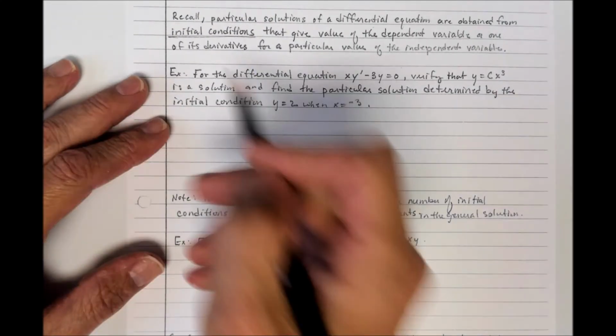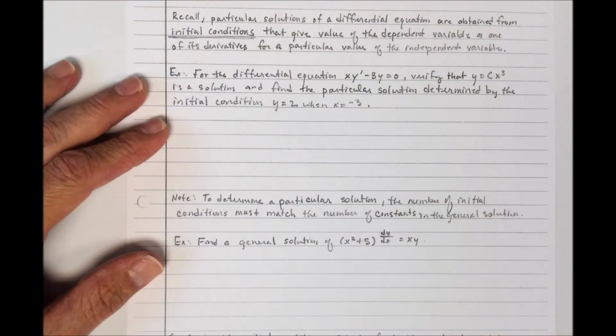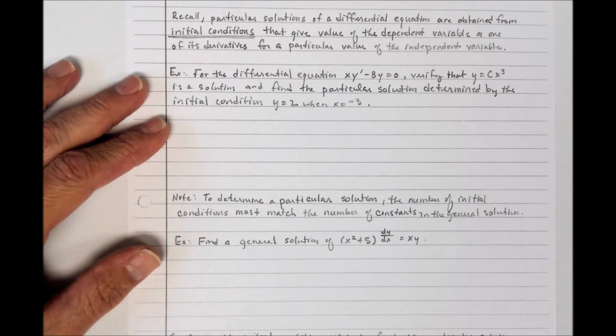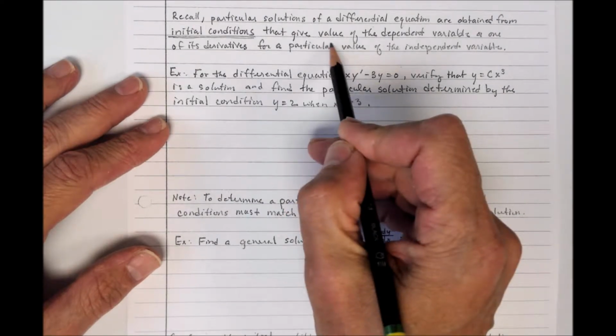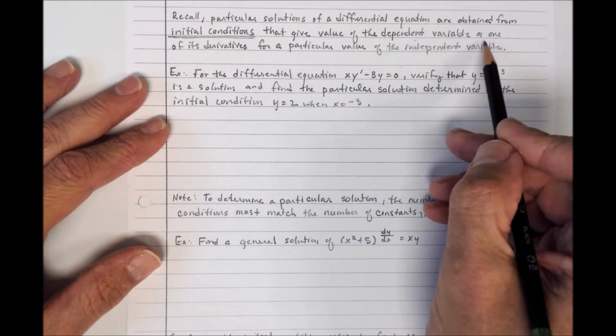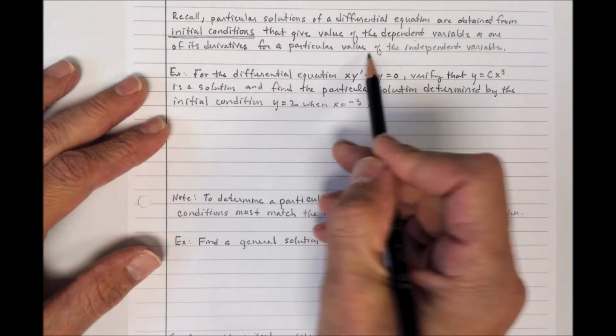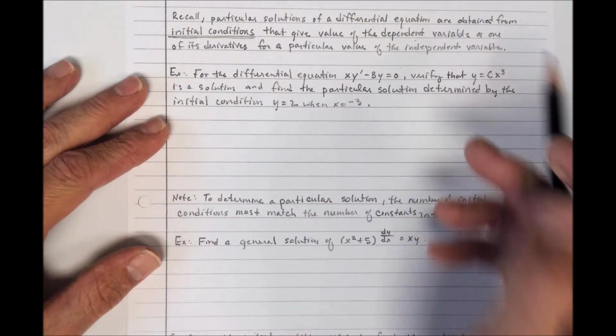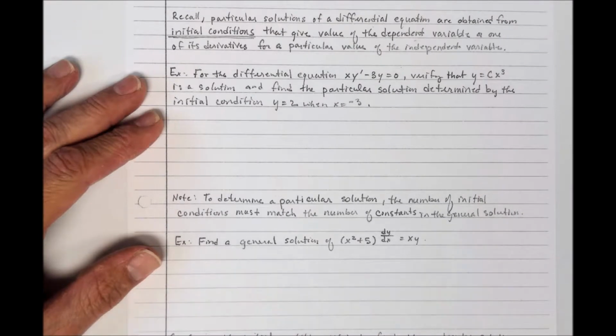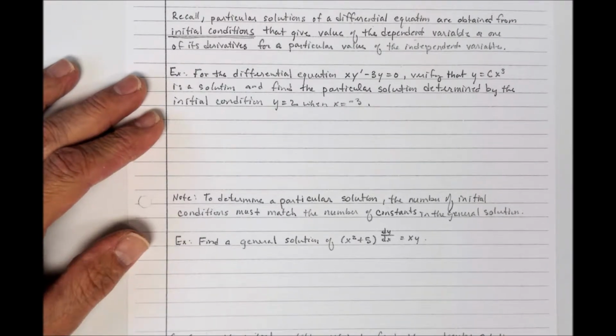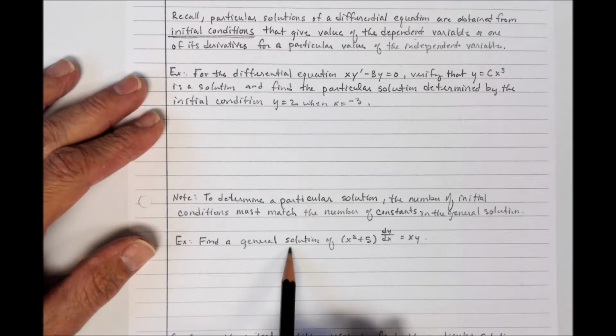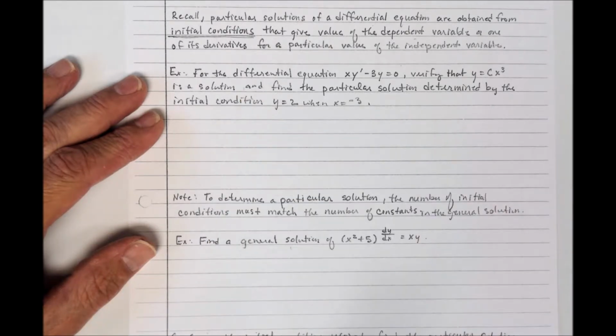Okay. Now, particular solutions of a differential equation, we get those from initial conditions. We've had that in other parts of this book, in other sections, including the last section. It gives values for the dependent variable or one or more of its derivatives for a particular solution to the independent variable. So they give you some information that you can plug in. And that's what these next couple of examples are about. Actually, not so much this one, but this example and the one that follows after this.